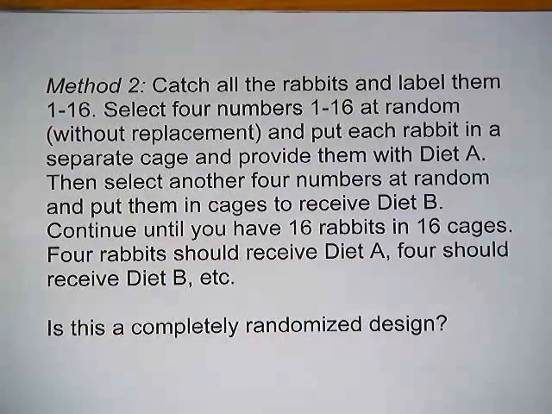So method 2: catch all the rabbits and label them 1 to 16. Select 4 numbers from 1 to 16 at random without replacement and put each rabbit in a separate cage and provide them with Diet A. Then select another 4 numbers at random, again without replacement, and put them in cages to receive Diet B. Continue until you have 16 rabbits in 16 cages. So at the end of it, 4 rabbits should be receiving Diet A, 4 should be receiving Diet B, etc. Now, is this a completely randomized design?